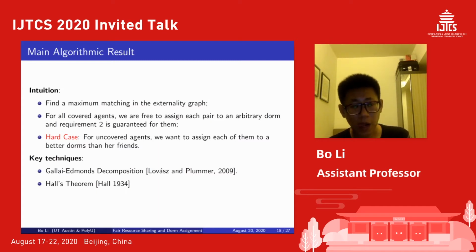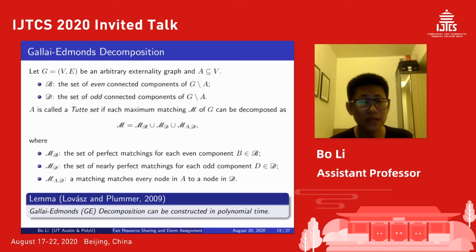So our key techniques for our algorithm include the following 2. One is the Gallai-Edmonds decomposition, and the second is Hall's theorem. So let's first recall these 2 theorems. For the Gallai-Edmonds decomposition, given any simple graph G, such as an externality graph, let A be an arbitrary set of nodes. Let's remove A from the current graph.